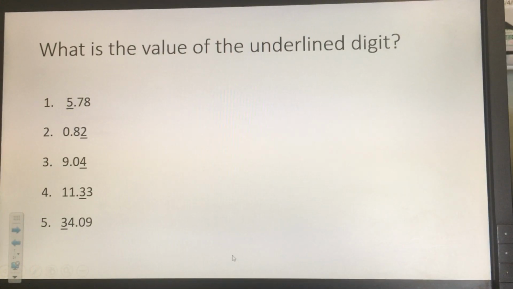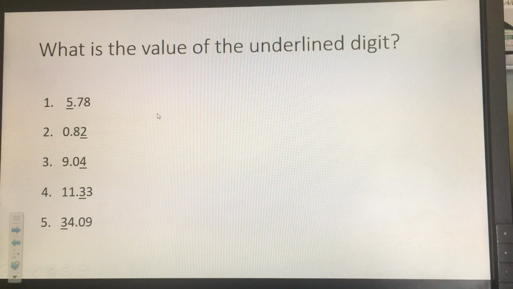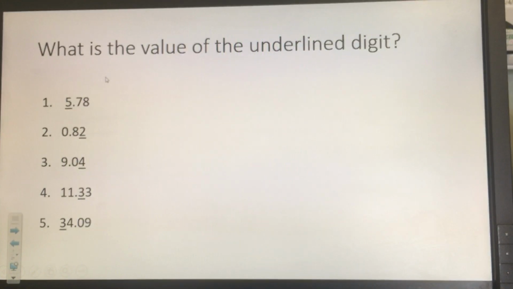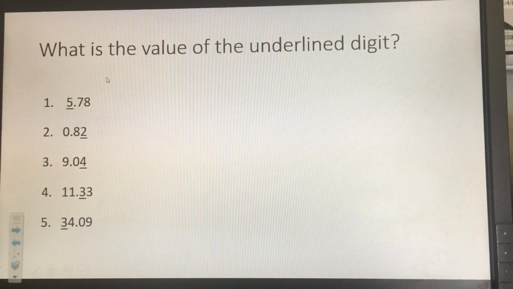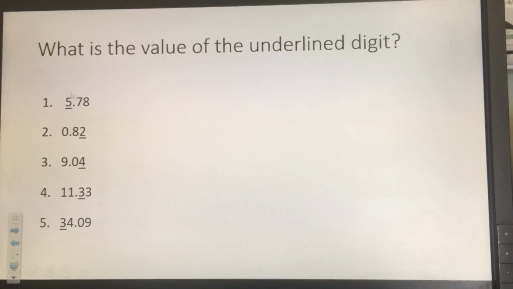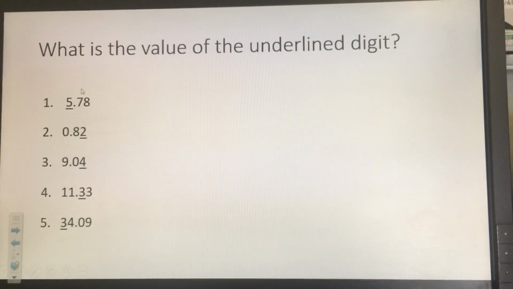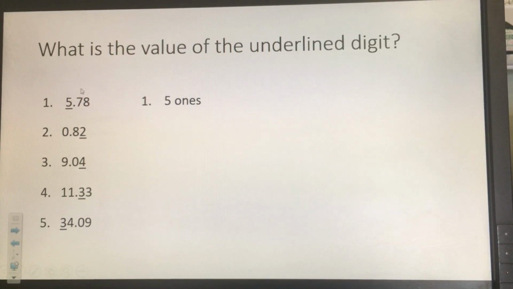Okay, I want you to have a little go at this activity. What is the value of the underlined digit? Okay, you can write these down or just think about it in your head. You don't need to submit this to eSchools. So the first number is 5.78. What is the value of this 5? This 5 is in the ones column, so it is 5 ones. Okay? You can pause the video now to have a go at that activity before I go through the answers.